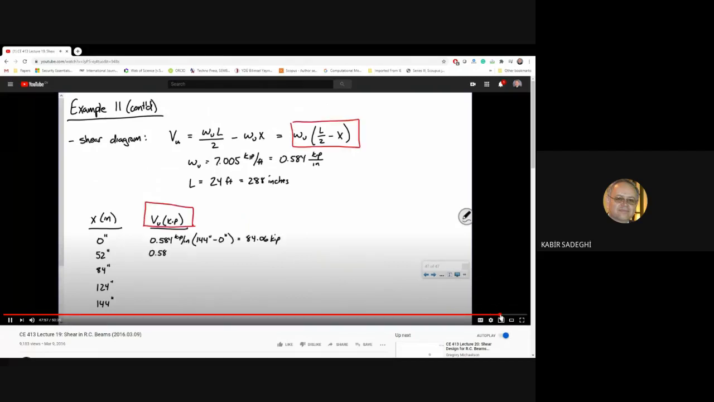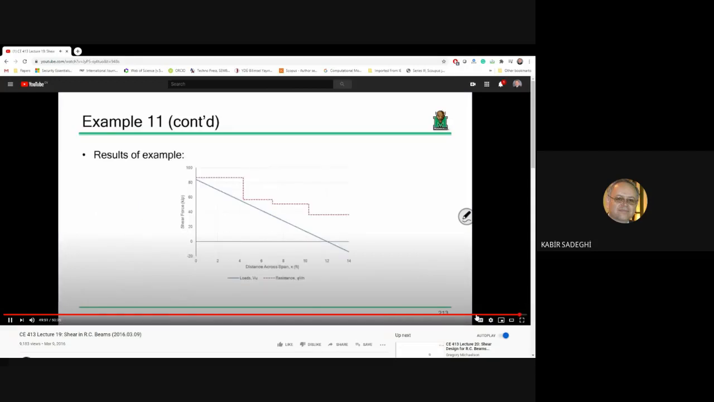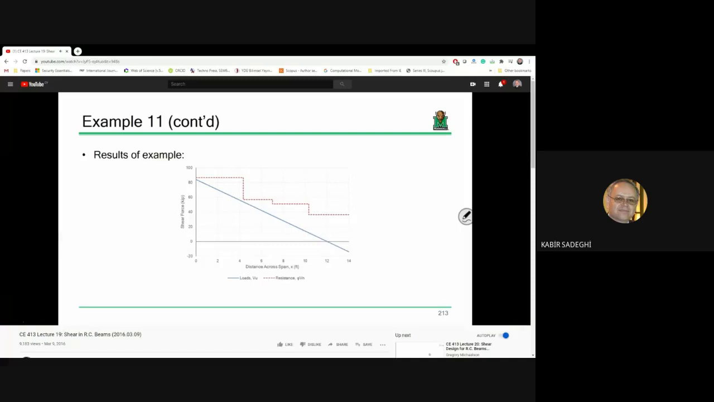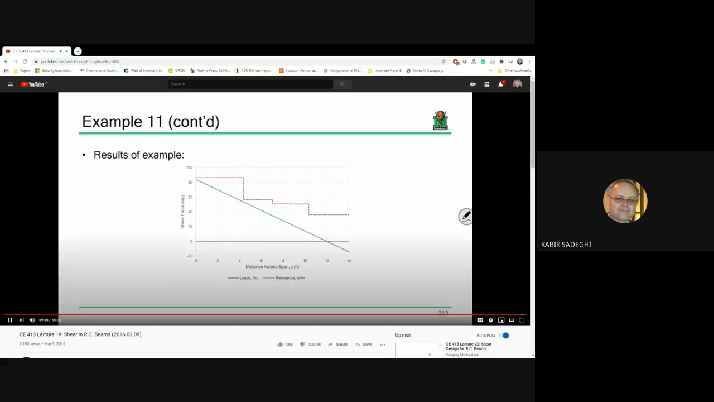Okay. So, we start to see the distance from the support, 0, 52 inches, 84, etc., and see what VU is there. These are all repeating. It's clearer now. Yes, this is important. You are okay with that, right? You see that we have shear force. The shear capacity of the section is the red one. It should be more than the light one. Notice how the capacity is always above the diagram. Everybody see that? Yes, the capacity is more than the applied one, always.